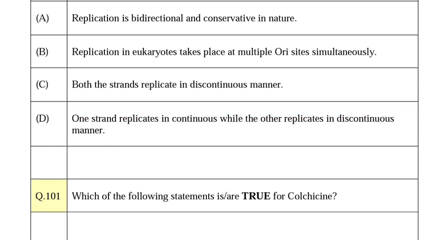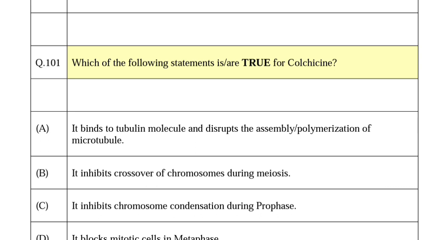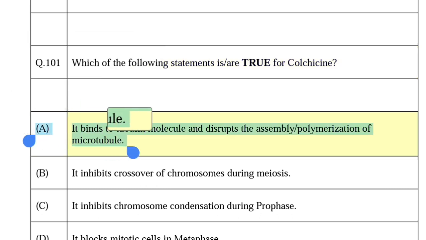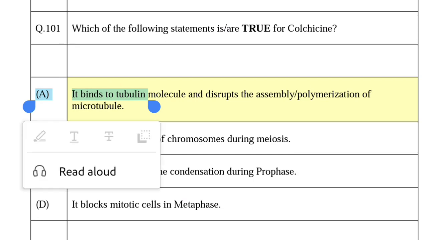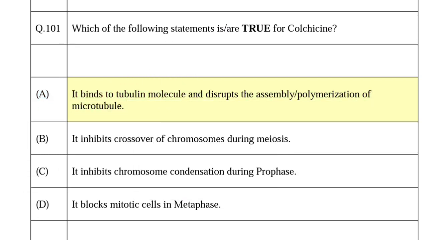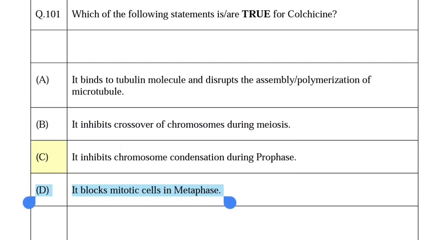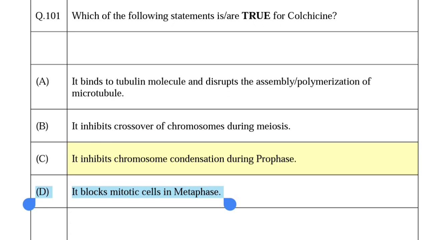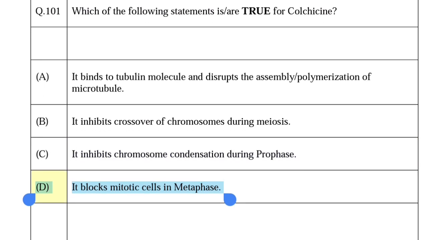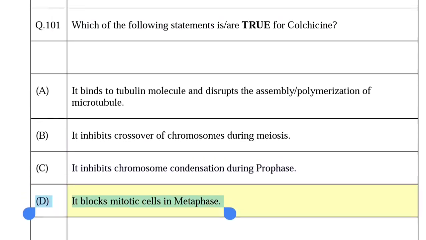Q.101. Which of the following statements is true for colchicine? A. It binds to tubulin molecule and disrupts the assembly polymerization of microtubule. B. It inhibits crossover of chromosomes during meiosis. C. It inhibits chromosome condensation during prophase. D. It blocks mitotic cells in metaphase.